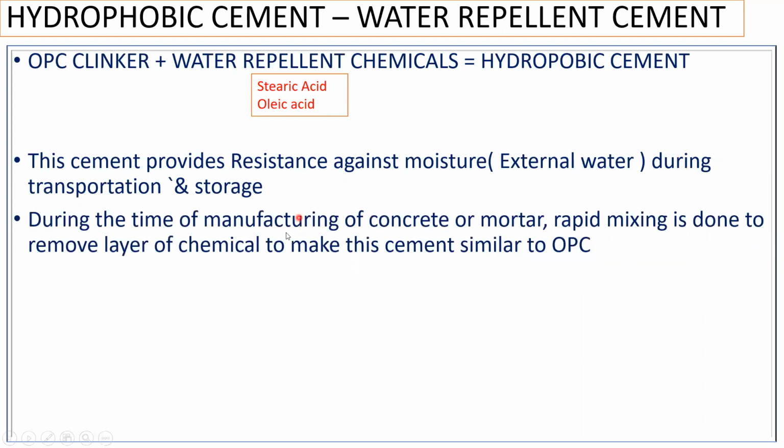So during the time of manufacturing of a concrete or mortar, we do rapid mixing. Rapid mixing is done to remove the layer of a chemical to make the cement similar to ordinary Portland cement. So what we try to do, let me do it here. See, these are my cement particles, and these are forming a protective layer around them. That is good. So small water and all, it will try to resist.